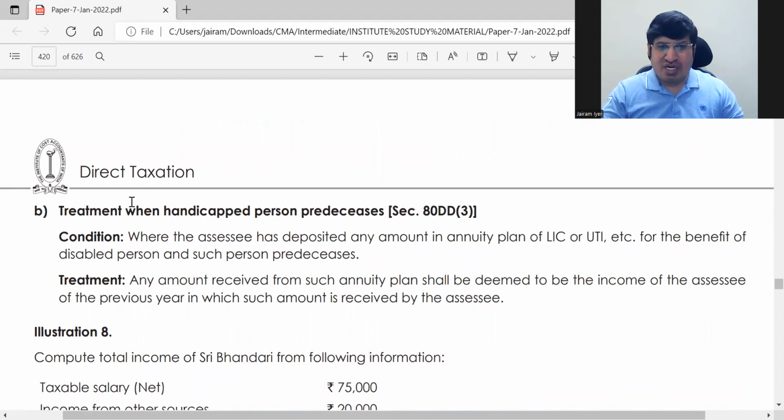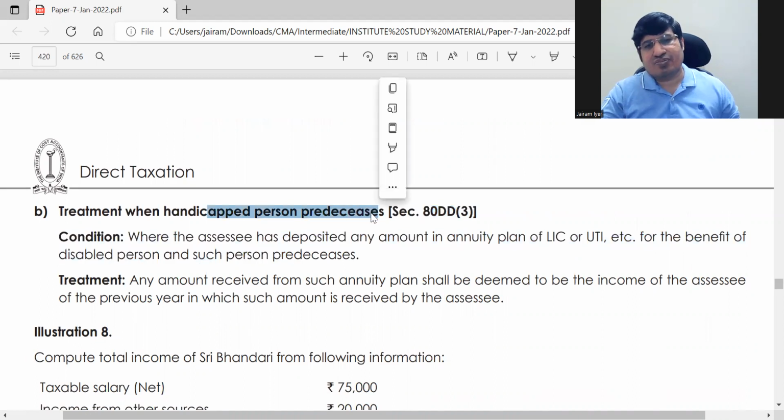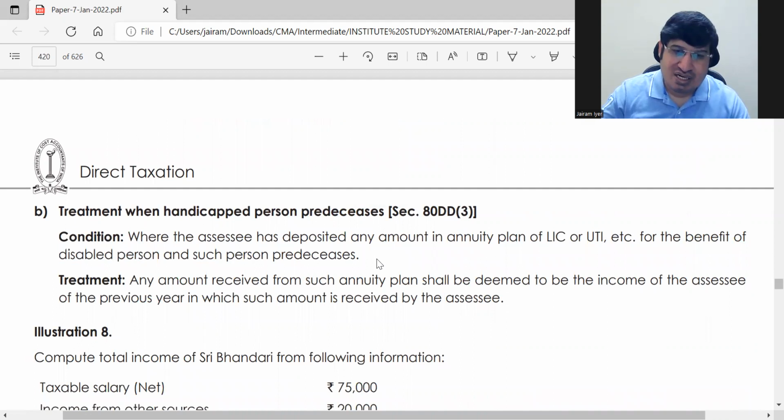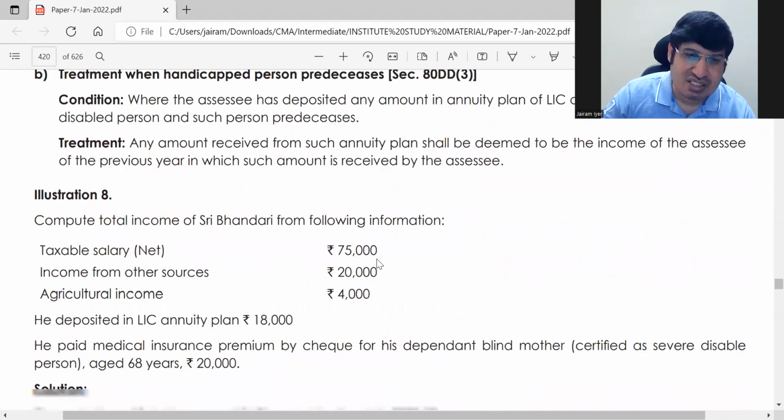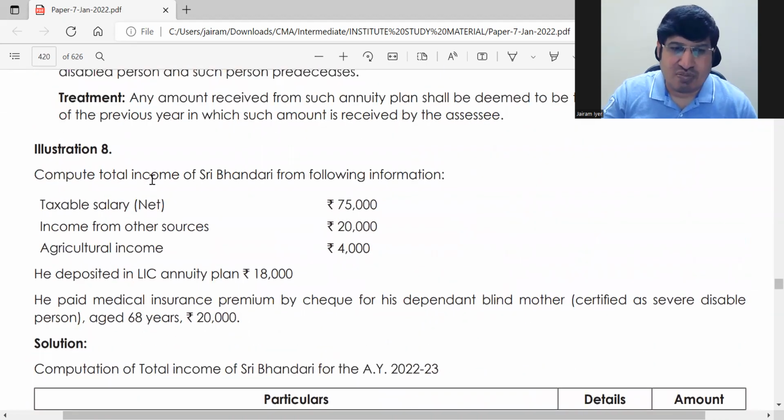And if he predeceases, if the handicapped person dies, then whatever amount he gets back from the insurance will be taxable income of the year when he receives it. Chalo, problems will be very easy on this. Just need to know the limits.